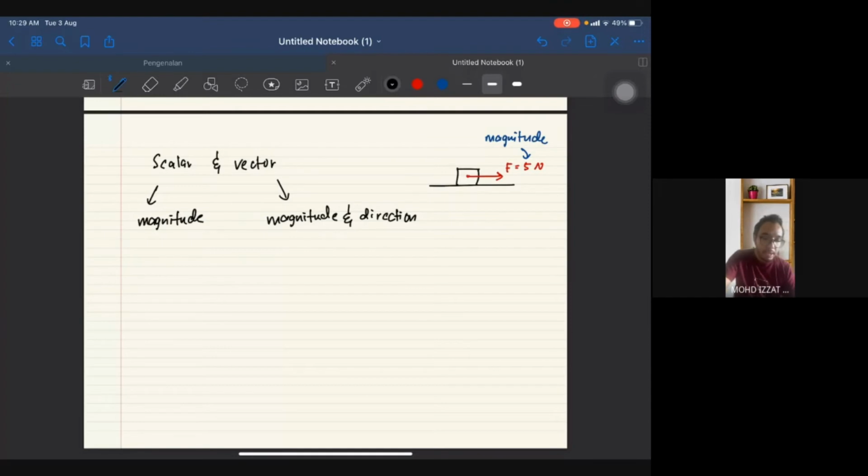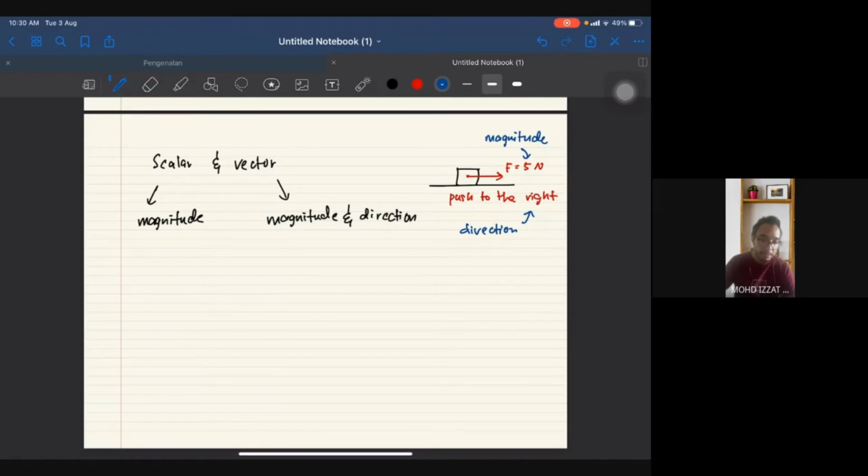So where did I push the box? I push it to the right. Kamu nampak kanan juga kan? Okay. So when I push it to the right, that means this one is my vector. This is my direction. So in a way, force is actually a vector quantity. It has a magnitude and it has a direction.